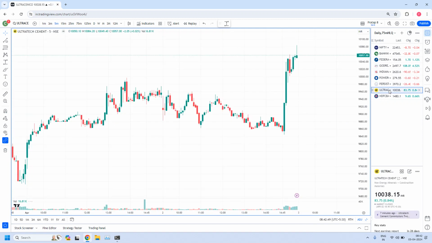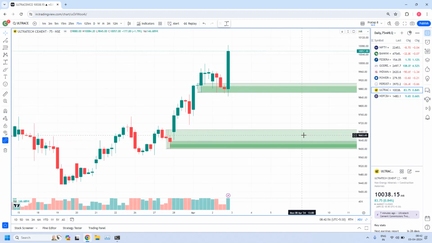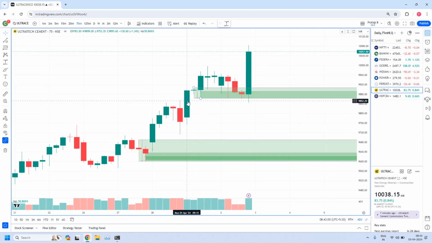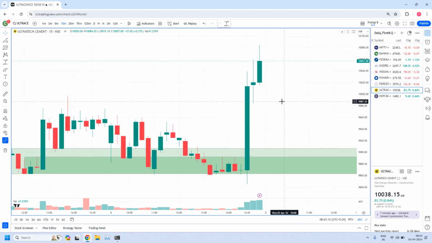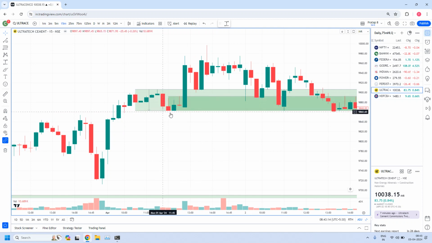And next one is Ultratech. This is also a 75-minute zone. We have a rally, base, rally. And look into the 15 minutes time frame. We have a drop, 3 base candles and a rally. This is 15 minutes. Then what's wrong with this zone?